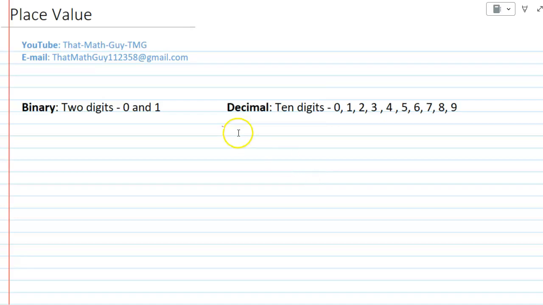Just wanted to cover a subject today. Should be a quick review, but place value. It's something that even teaching high school math, I saw students struggle with.